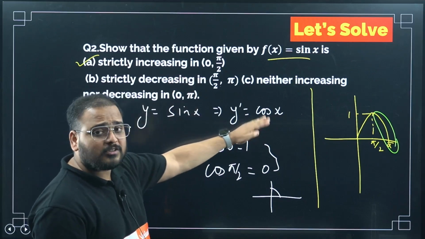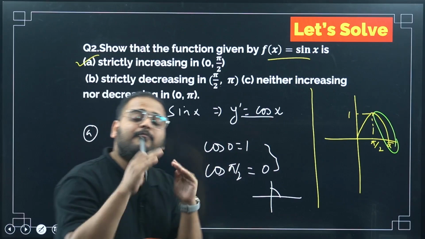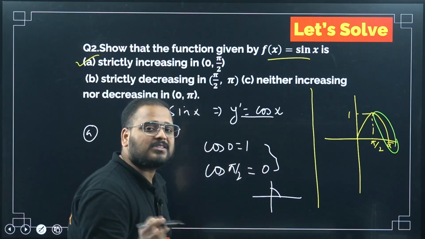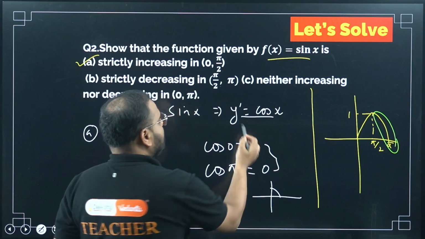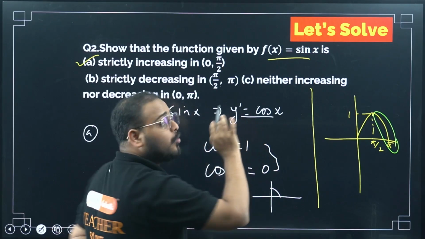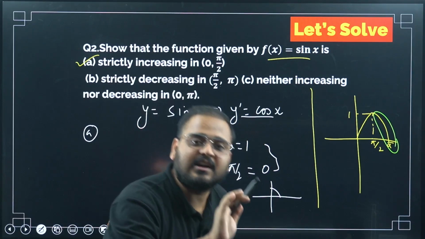For the derivative, we don't see the trend. For the derivative of this function, we see whether it is positive or not. Just tell me whether from 0 to pi by 2, cos x is positive or not. The derivative is cos x, right? The cos x does not have to be increasing. The cos x has to be only positive. The question is whether cos x is positive or not in the interval 0 to pi by 2.